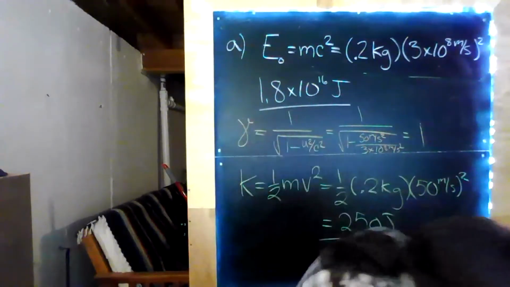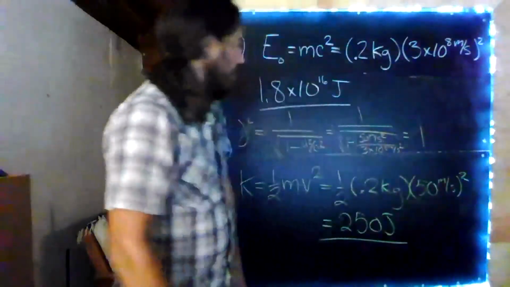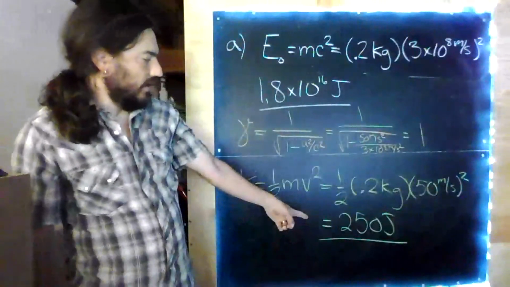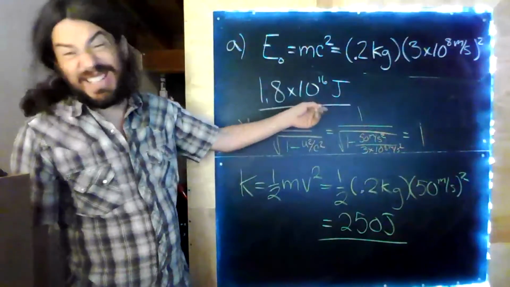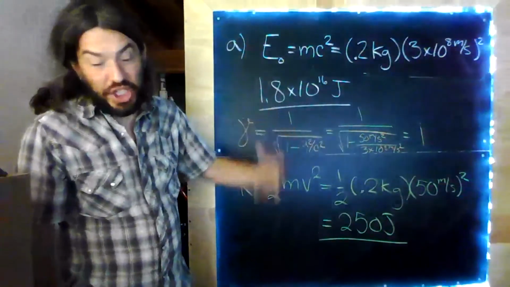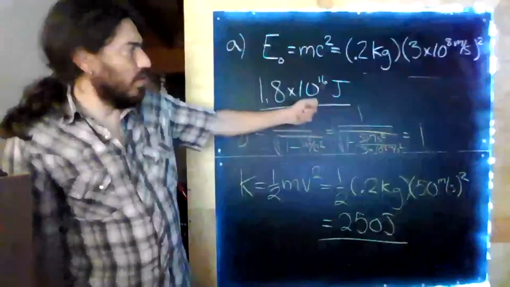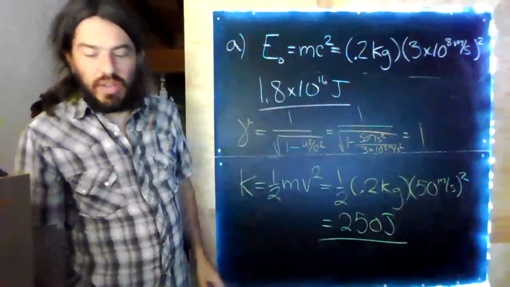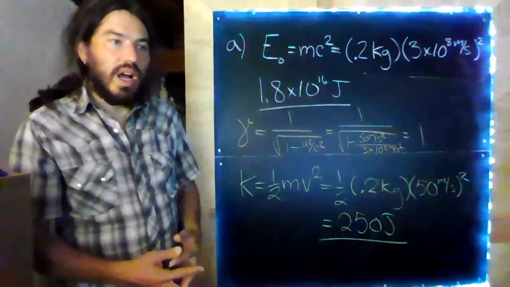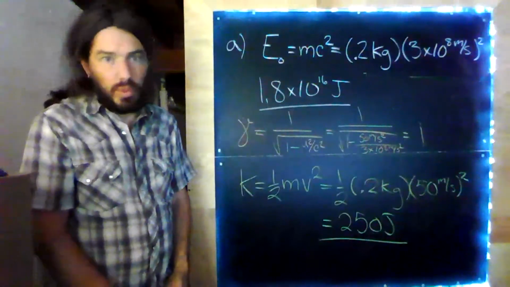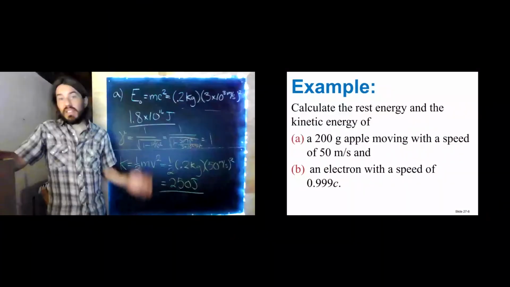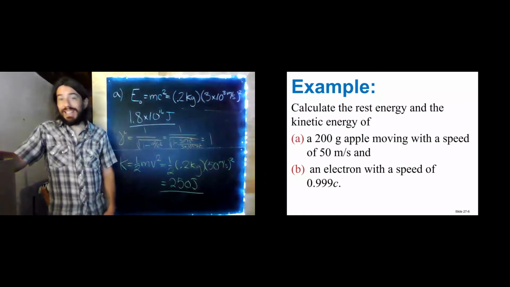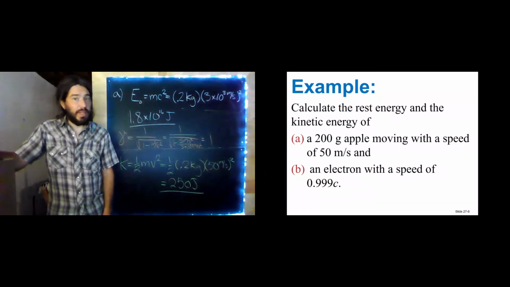Okay, so 250 joules of kinetic energy, 10 to the 16th joules of rest energy. Definitely the rest energy dominates, right? So in the non-relativistic realm, objects will have much more rest energy than they have kinetic energy. Let's compare that with the electron, moving at 99.9% of the speed of light.